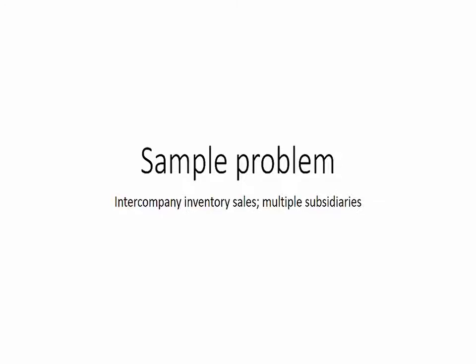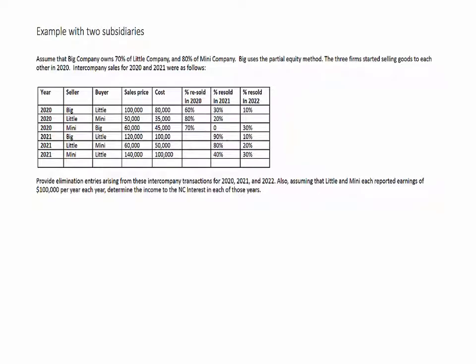Let's go ahead and go through that long example of intercompany inventory sales with multiple subsidiaries. Big company owns 70% of Little company and 80% of Mini company. Big uses the partial equity method, and we have information on intercompany sales of merchandise for 2020 and 2021. 2020 was the first year of these intercompany sales. Again, the question is to provide elimination entries arising from these intercompany transactions for 2020, 2021, and 2022.